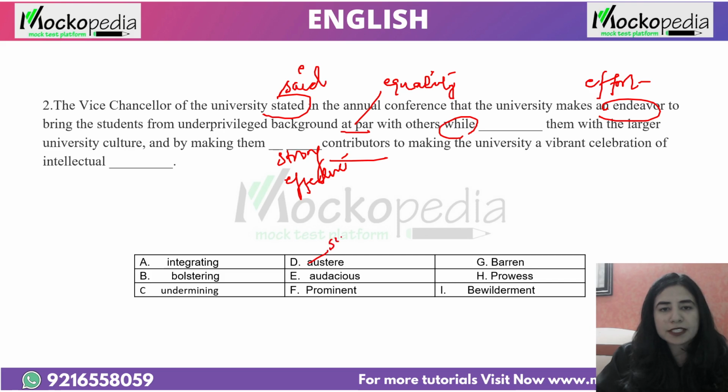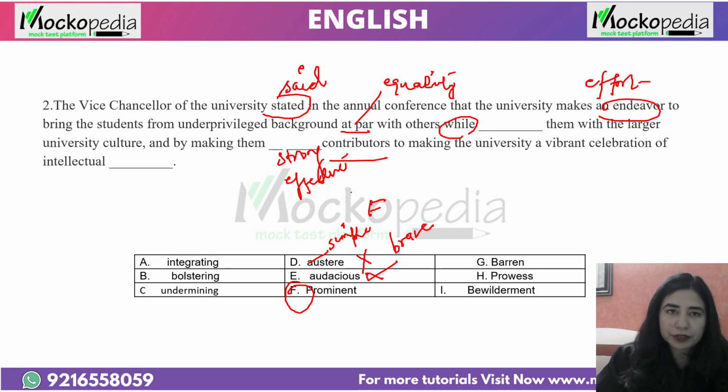So austere is simple. So you would not want to make them strong, I mean, simple contributors. If you're trying to bring them at par with others, then you would not want simplicity there, right? Audacious means brave. So brave is also not the right word. Prominent means strong, effective. So F will be the right answer. So this choice also goes out. So for the second blank, we are going to pick the F option, which is prominent, right?